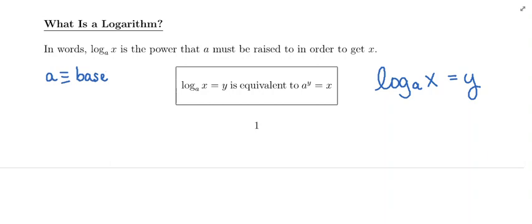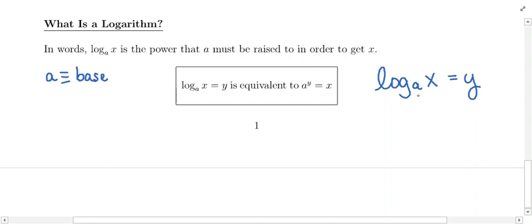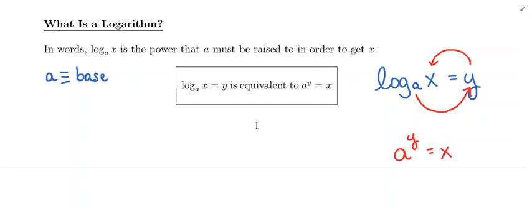But here's what you're going to do. When you see this statement, we're going to do this arrow thing. You translate this as a to this power gives you this. So a to the y power gives you x. If you can remember that arrow thing, then you will get your logarithms correct. So let's do some practice.